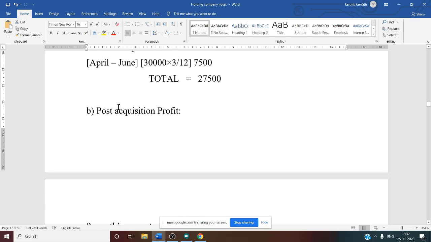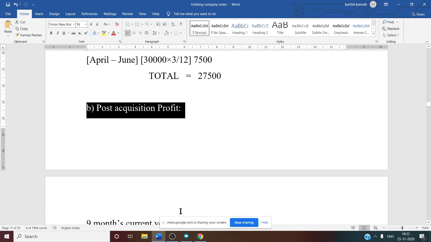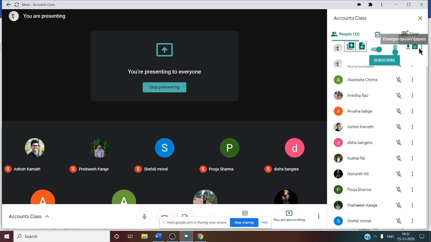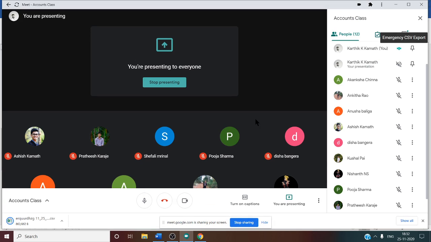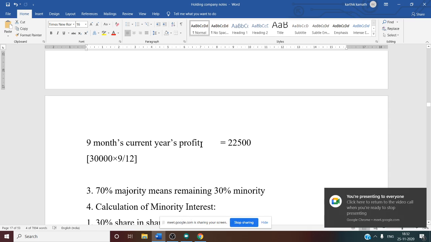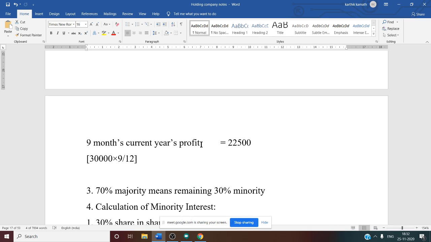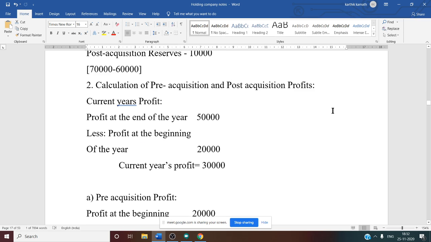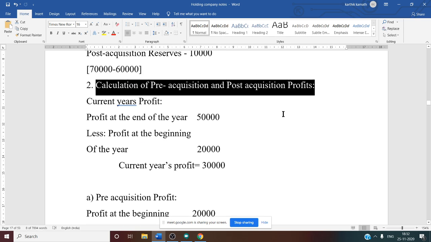Now the next thing we want to do is post-acquisition profit. Again, for post-acquisition profit we also want the current year profit. After June, how many months are there? From July to March: July, August, September, October, November, December, January, February, March, 9 months. So 30,000 into 9 by 12, that is 22,500, is our post-acquisition profit. So now we have calculated pre and post-acquisition profit.